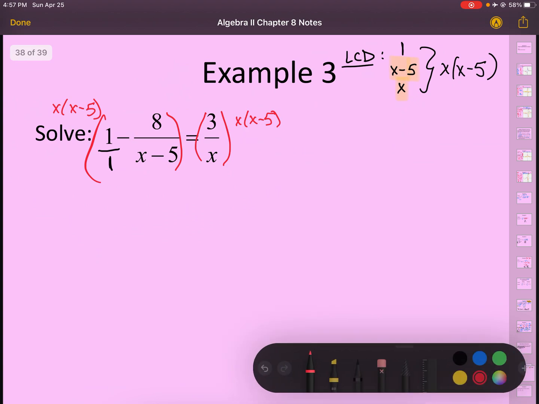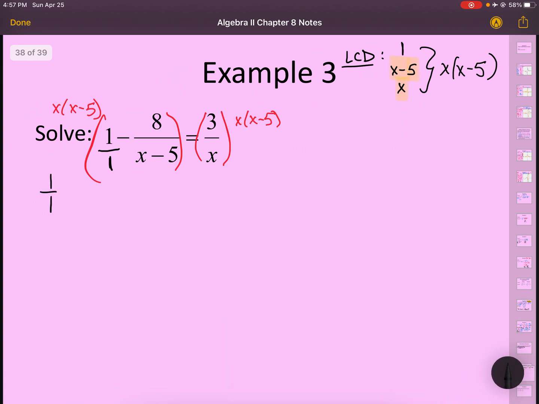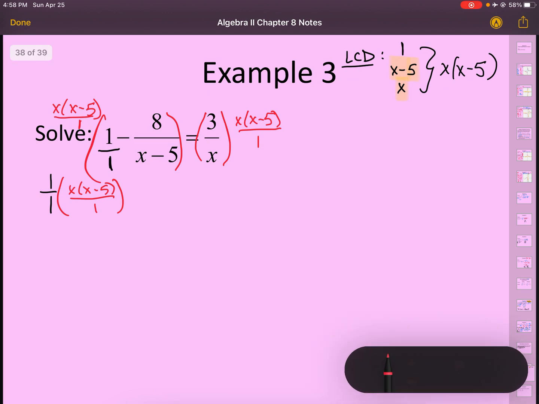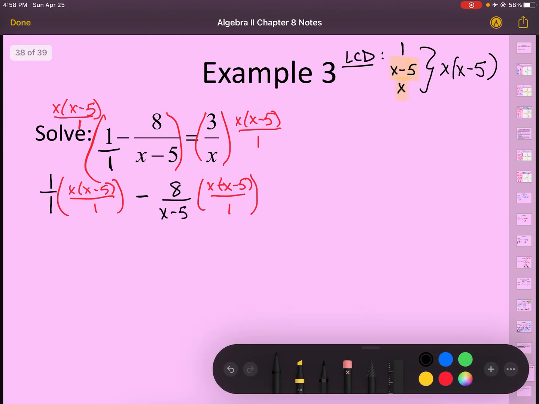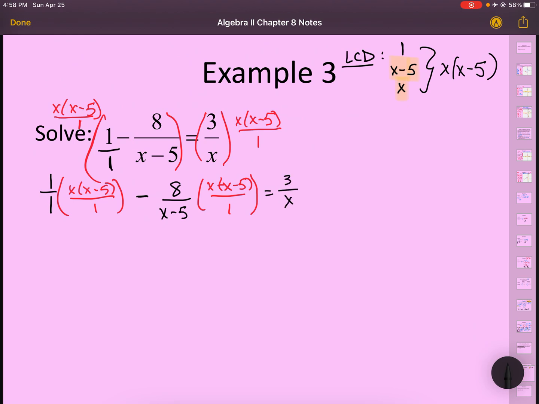Okay, so if we think about this first one, this is 1 over 1, and then times, again, these are fractions, sorry, x times x minus 5 all over 1, minus, because we're subtracting here, 8 over x minus 5 times x minus 5 all over 1, and then equals 3 over x times x minus 5 all over 1.